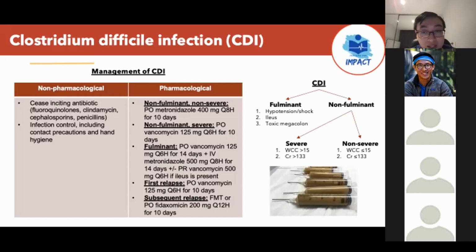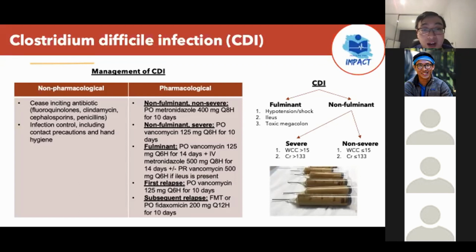The first thing that you need to work out is whether the patient has what's called fulminant disease or non-fulminant disease. What we mean by fulminant disease is you need to ask yourself, does this patient have 1, hypotension or shock, 2, an ileus from their Clostridium difficile infection, or 3, a toxic megacolon, which is often a complication in very severe Clostridium difficile infection. If the answer is yes to any of those things, then the patient has fulminant disease and needs to be treated in hospital with oral vancomycin plus IV metronidazole for 14 days.